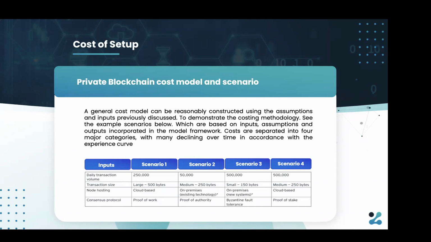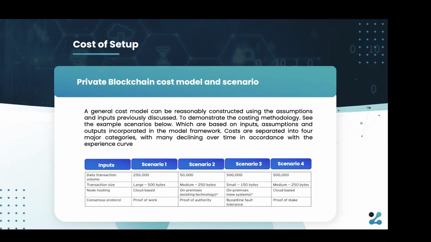And that's why we're having a scenario three as well, where we're talking about 500,000 transactions a day. And then the size would be very, very small. So these could be, you can say, in size microtransactions. And then on-premise again, but here we're talking about new system or implementations, not the existing framework you have on-premise.